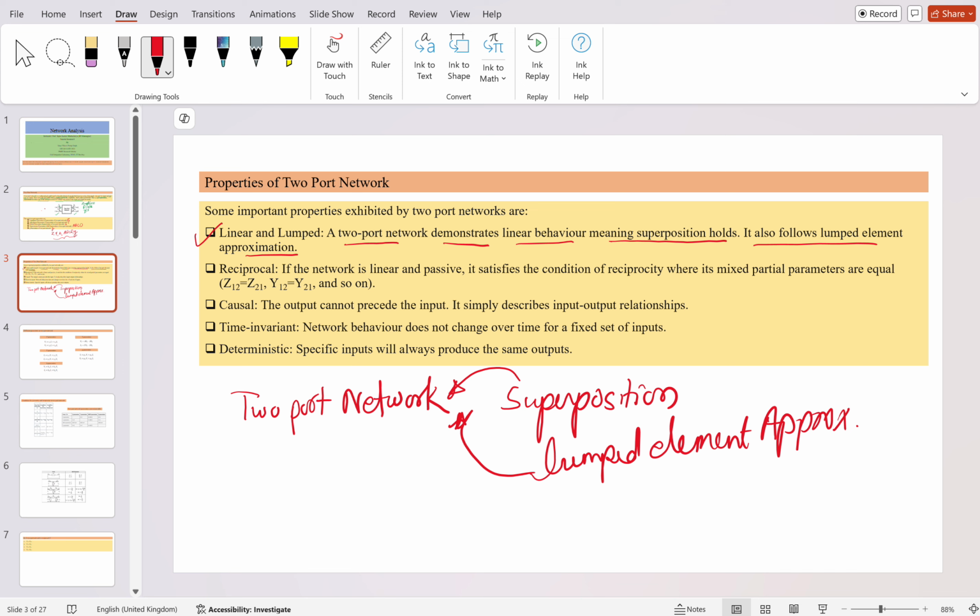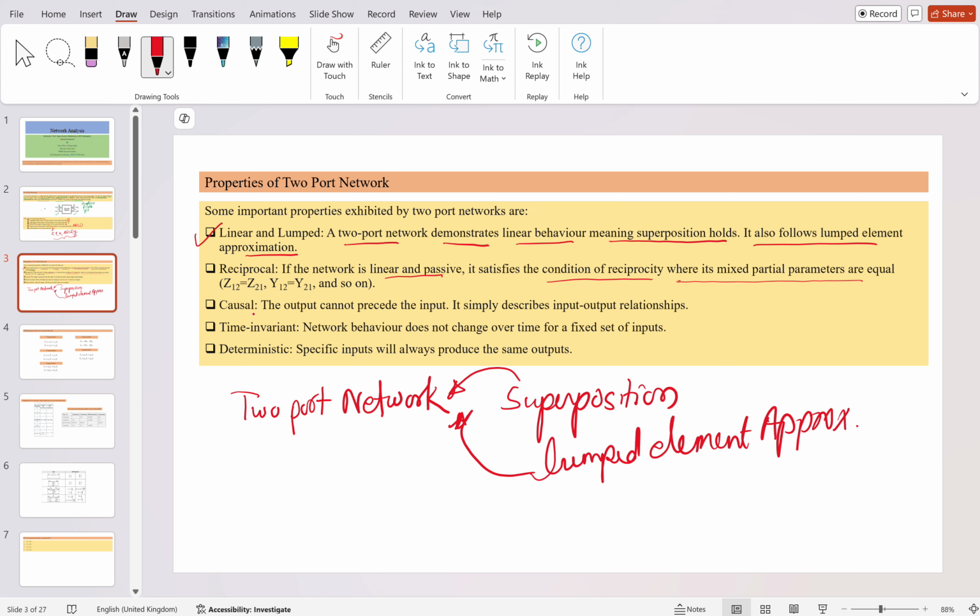Reciprocity is also one of the properties. Here the network is linear and passive. It satisfies the condition of reciprocity where the mixed partial parameters are equal. It means that when you exchange the places of the source and the output, you get the same result. That is called reciprocal, basically. And if you see Z12 and Z21, we will see in a future slide what is actually the meaning of Z12, Z21, Y12, Y21 and so on.